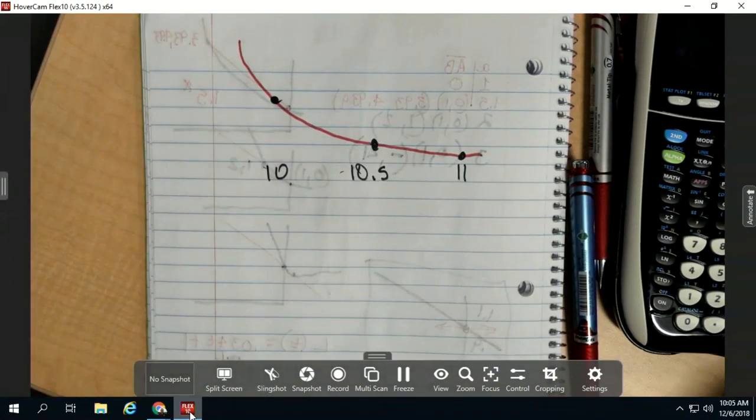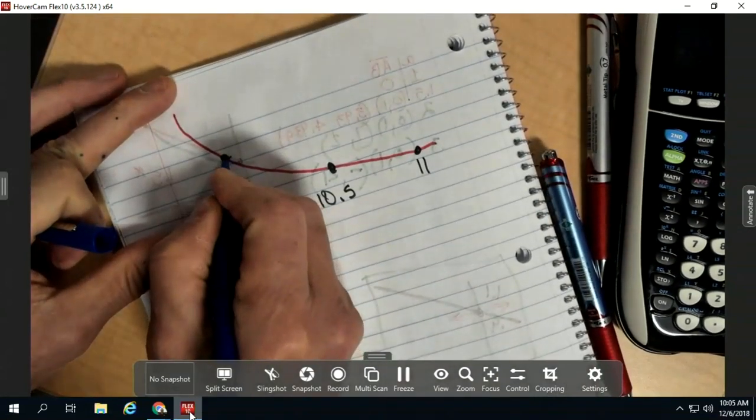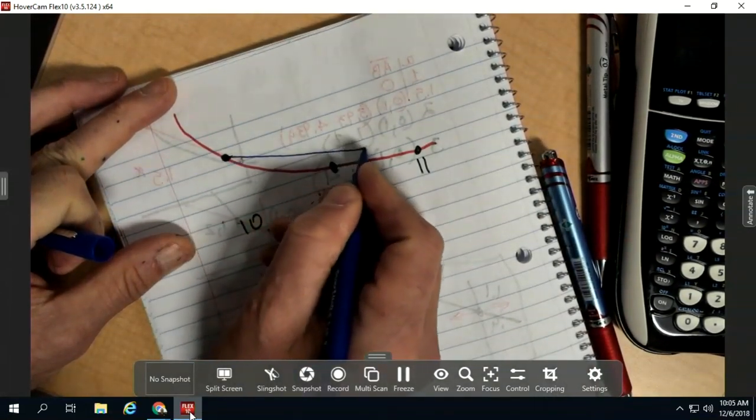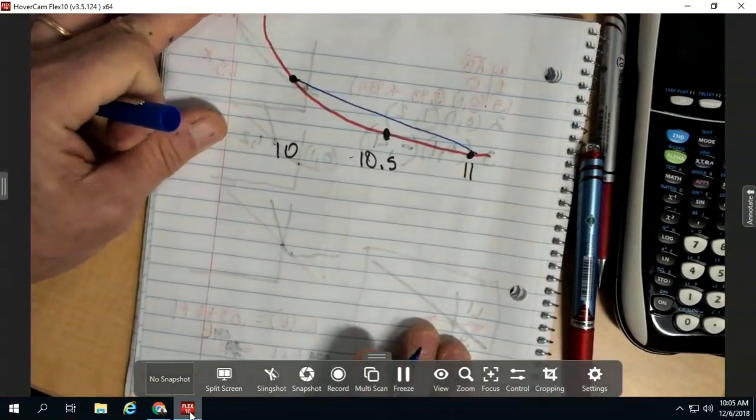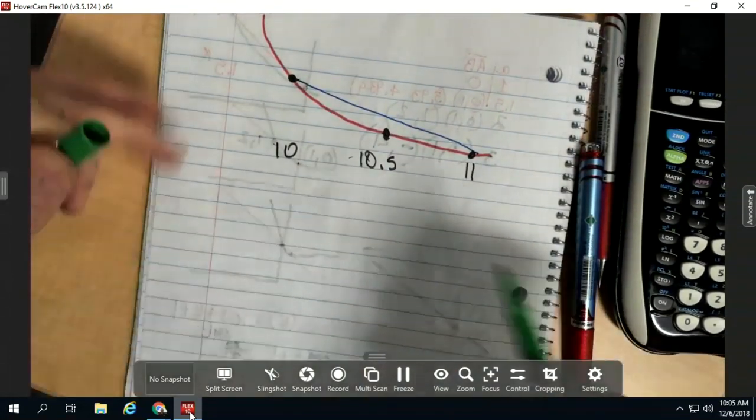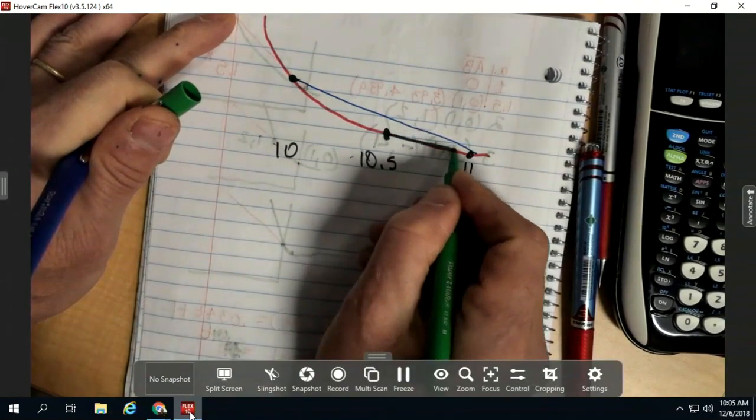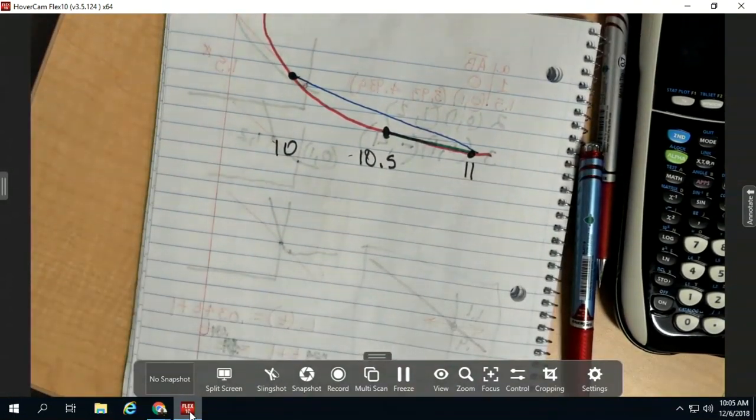Here is the slope between 10 and 11. Here is the slope between 10.5 and 11. Would you agree they're both negative? Yes. Would you agree that if you're talking about negative, the largest value is the one that's closest to 0? Which one of these slopes is closest to 0? Between 10 and a half and 11. That's why that's the correct answer.